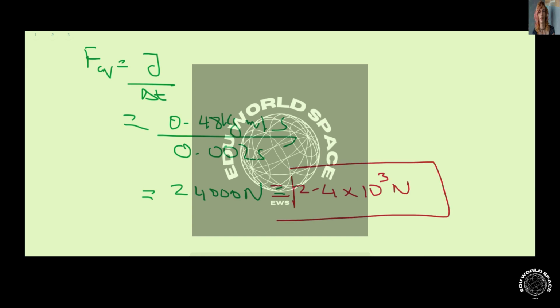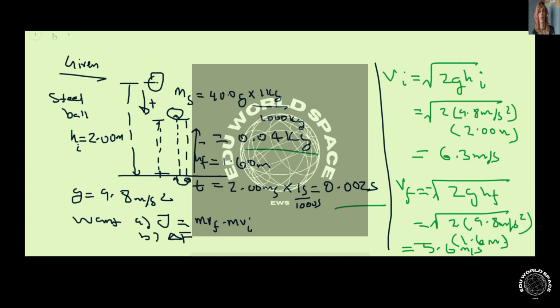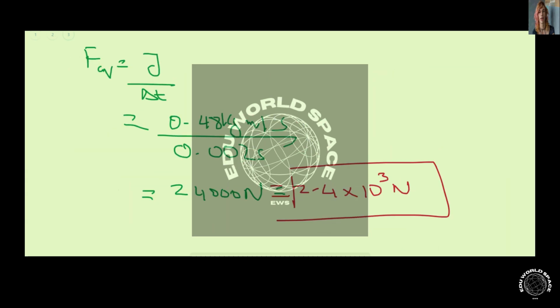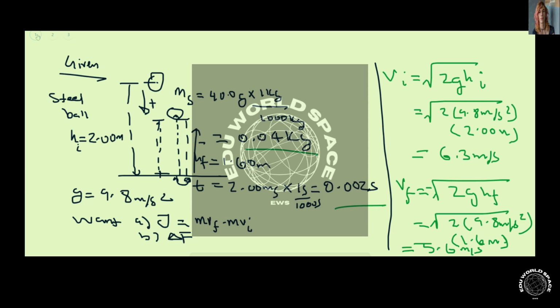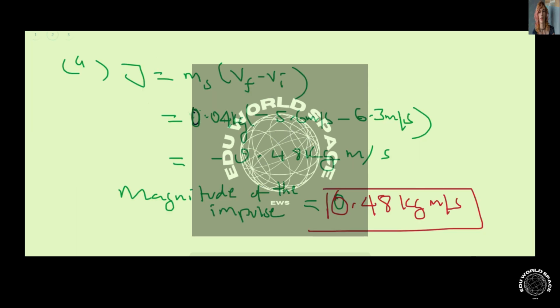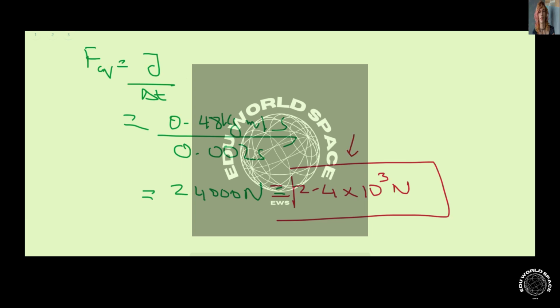So like that, 2.4 times 10 to the 3 newtons. Hope you enjoyed the problem. We had to find the impulse, which is pretty much the change in momentum, 0.48 kilogram meters per second. And then we also had to find the average force during the time of impact. So that's 2.4 times 10 to the 3 newtons.